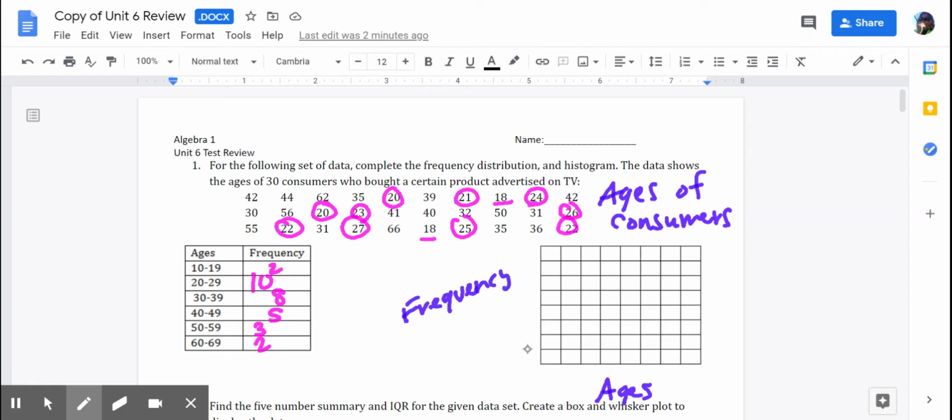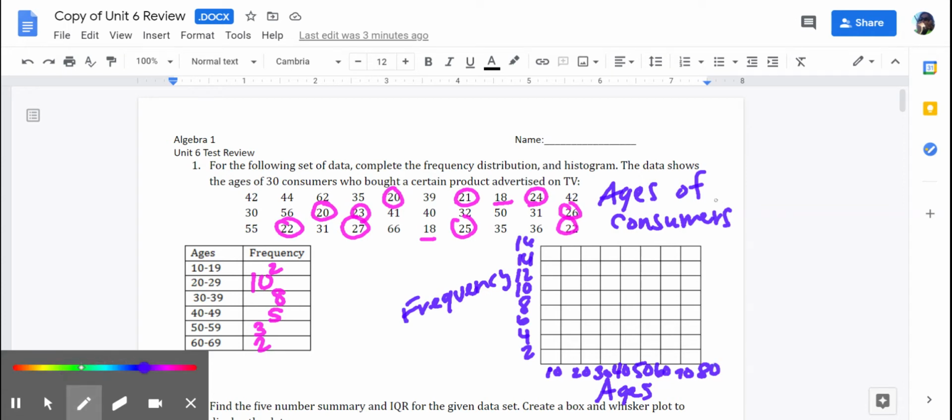I'm going to go up by 2s for frequency because I notice I have a 10 over here and I don't want to have to add anything to my graph. And for the ages, I'm just going to go up by 10s. Then all these things will get you points, so please make sure that you are labeling appropriately. And then I just want to come over to my frequency distribution and create my histogram from there.